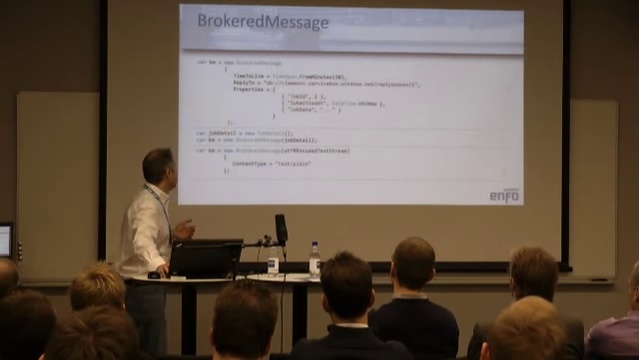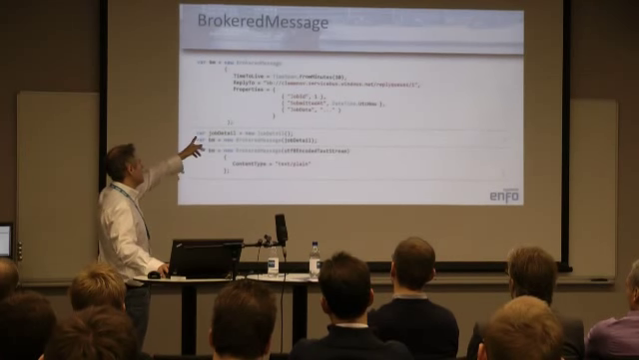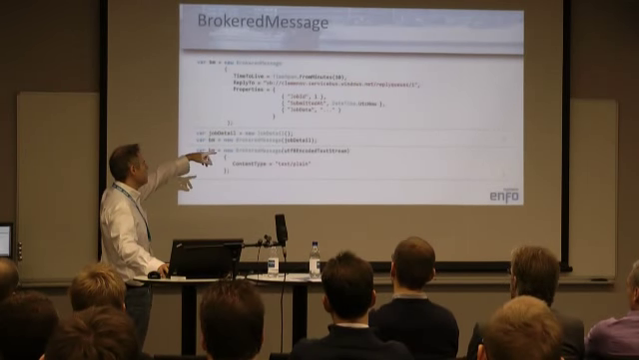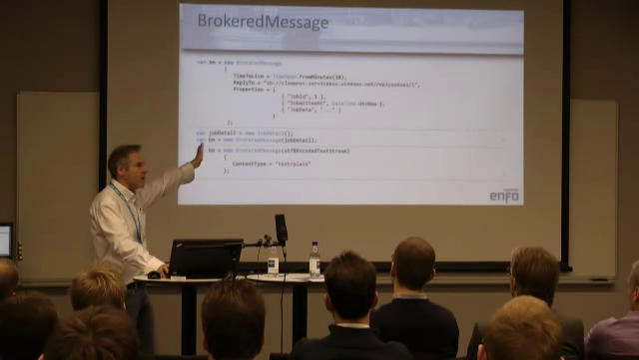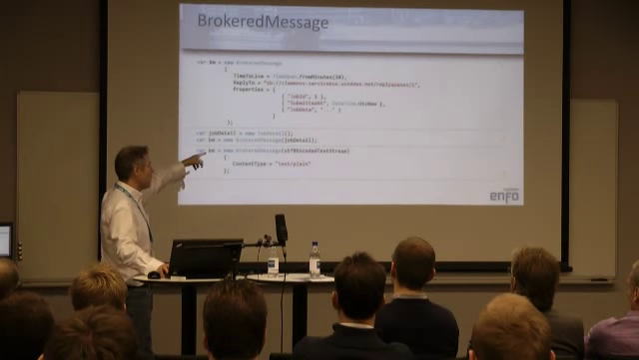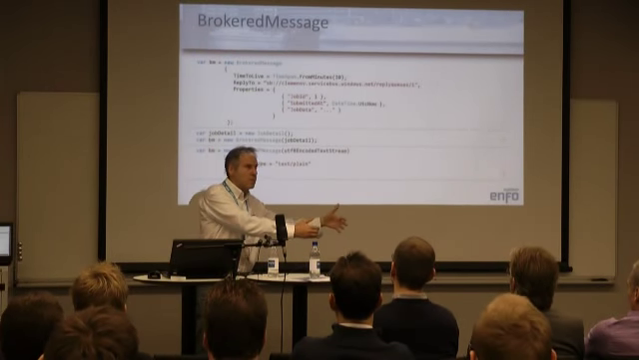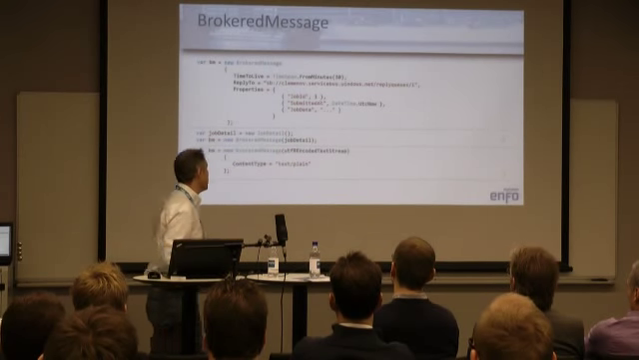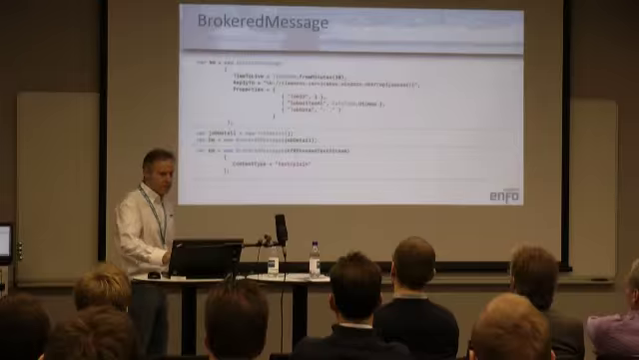Now, this is a more complicated sample of a broker message. So in this case, I specified that the time to live is 30 seconds. After that period, the message is considered expired and goes to the dead letter queue. Then I specify reply to. That means I'm sending you this request message. Please send me back the response on this queue. And I specify a bunch of properties.